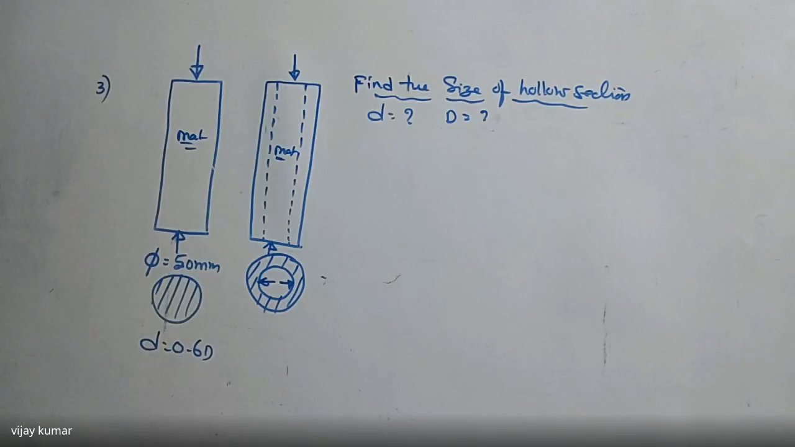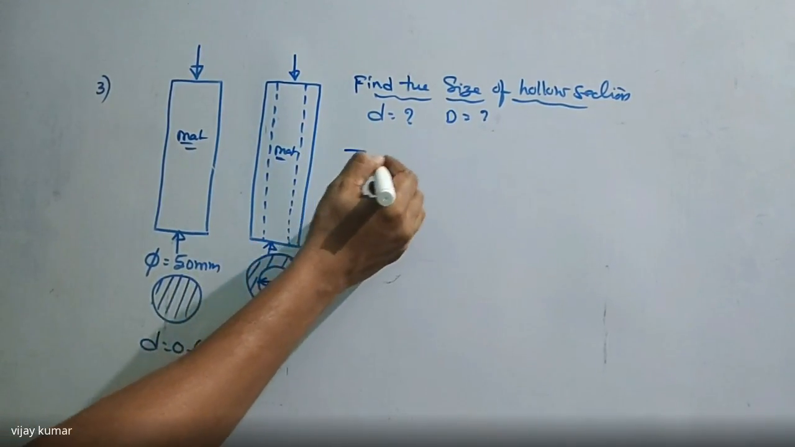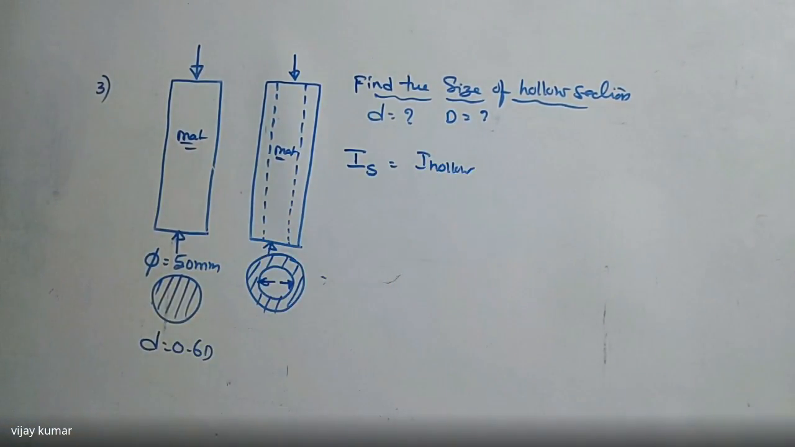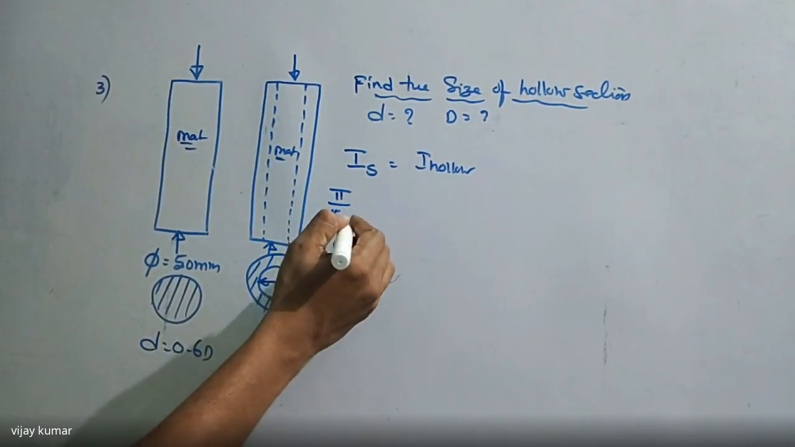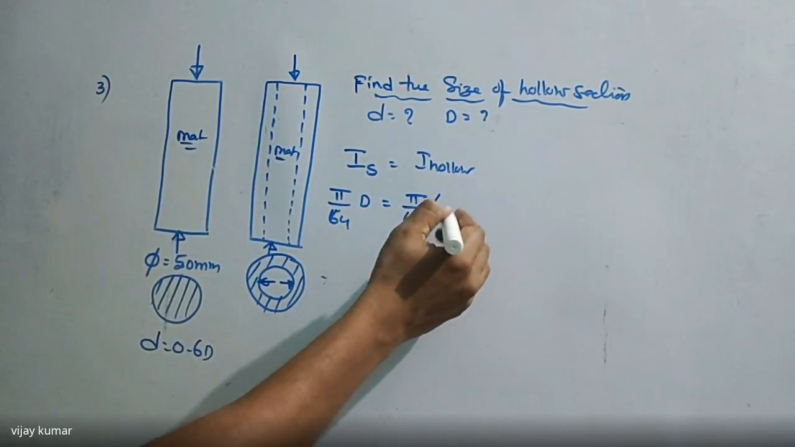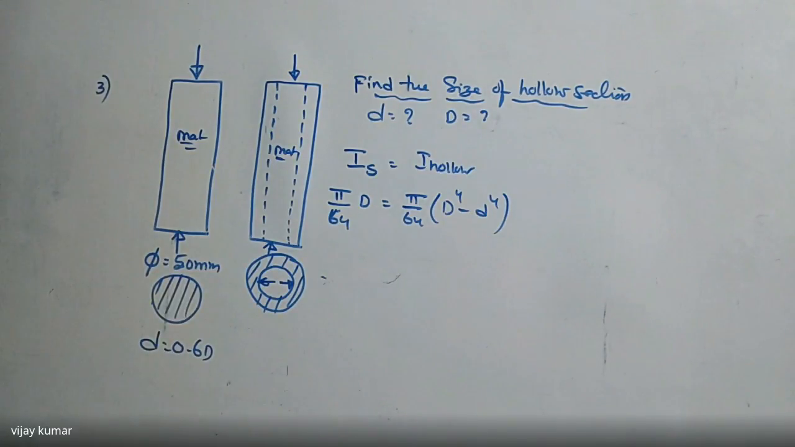So here I'm writing both columns to have the same strength. Both columns have the same strength because both have the same material and the same length also. So here I am writing I of solid divided by I of hollow. We can write it: pi by 64 times capital D to the power 4 equals pi by 64 times (capital D power 4 minus small d power 4), right?